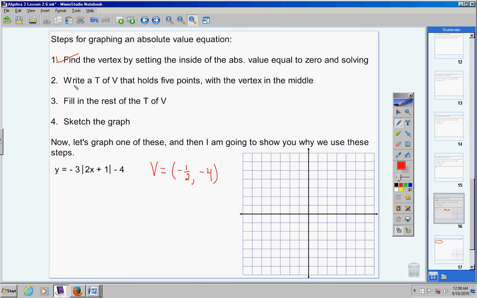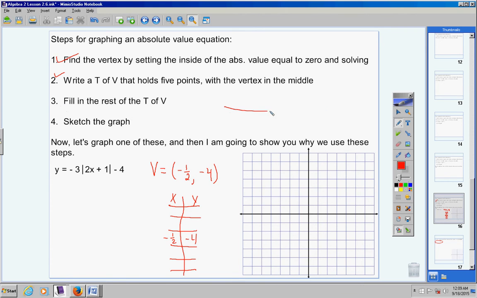Check it off. Step 2, write a table of values that holds 5 points and put the vertex in the middle. Okay, I can do that, no problem. And actually, I want to do it over here so I have room to work. Under my absolute value, nice straight line there on my table of values. And right in the middle, I put my vertex, negative 1/2, negative 4. Step 2 is done. Step 3, fill in the rest of the table of values.